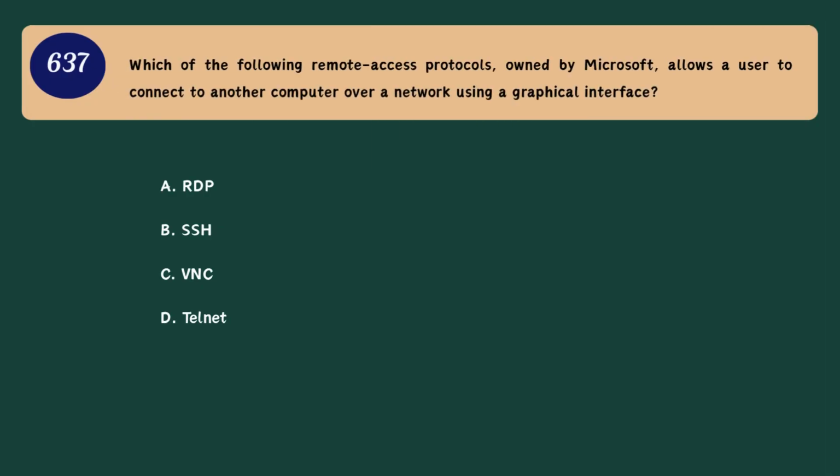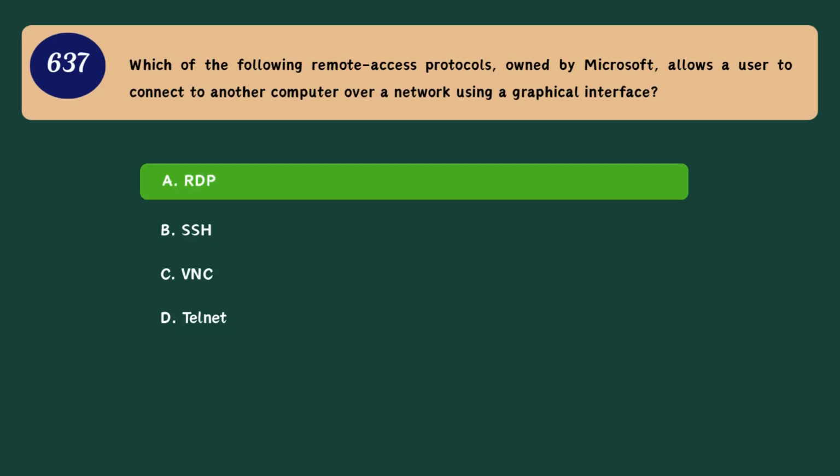Question 637. Which of the following remote access protocols owned by Microsoft allows a user to connect to another computer over a network using a graphical interface? A. RDP. B. SSH. C. VNC. D. Telnet. Correct answer. A. RDP.